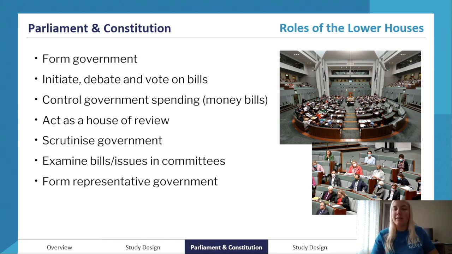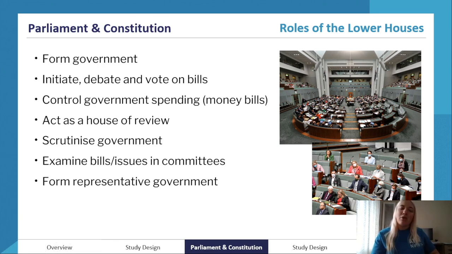So any money bills, any bills related to increasing or changing funding for any sector in Australia, or if it's state level, within Victoria. This is important because this is a key differentiating role. The Senate actually cannot initiate money bills. This is exclusively a role of the lower house. And it makes sense because the lower house forms government, which is also exclusive to the lower house.